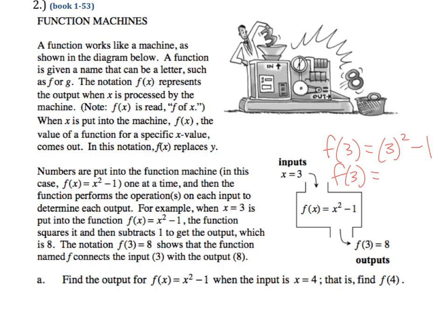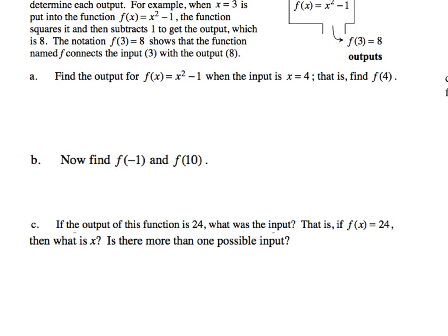So 3 squared, remember, means 3 times 3, which is 9. Then we take away the 1, and we get 8. So f of 3 equals 8. And that's your answer. The notation f of 3 equals 8 shows that the function named f connects the input of 3 with the output of 8.